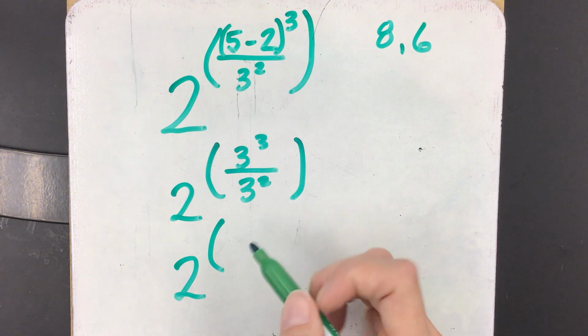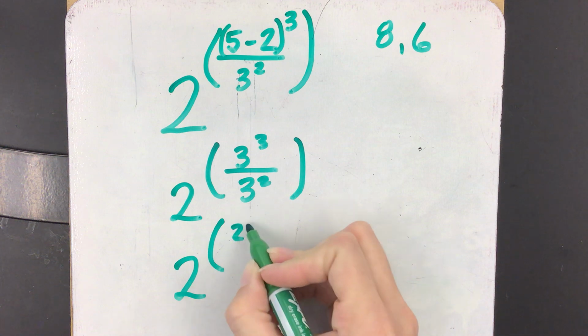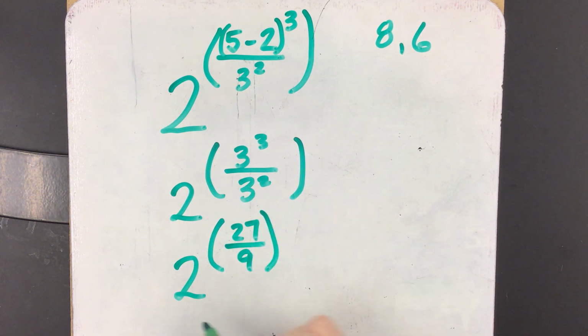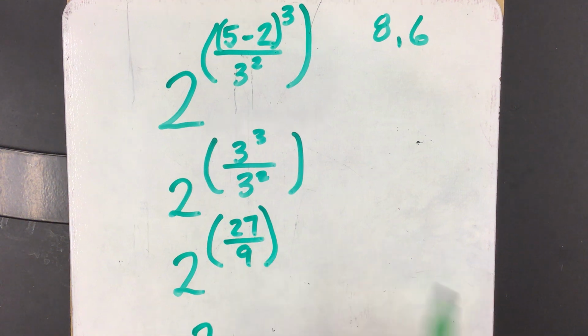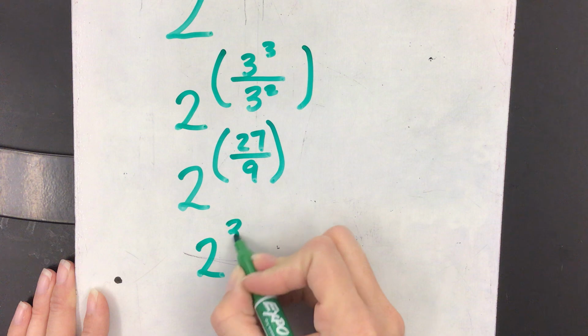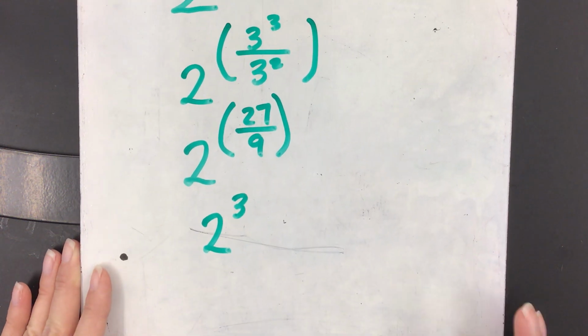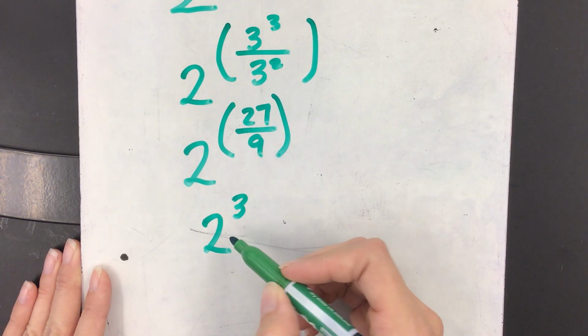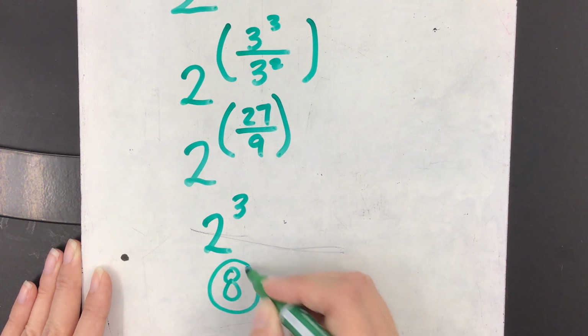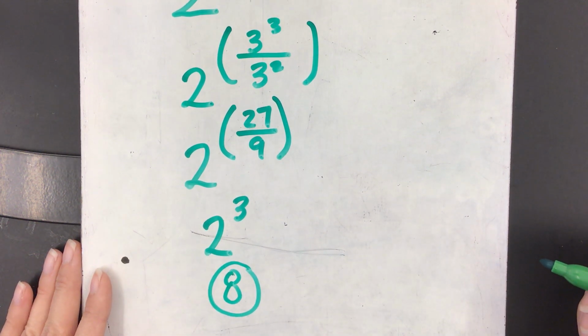So 3 to the third power is 27. 3 to the second power is 9. Then this simplifies to 3. And then 2 to the third power is 2 times 2 times 2. No, this is an exponent.